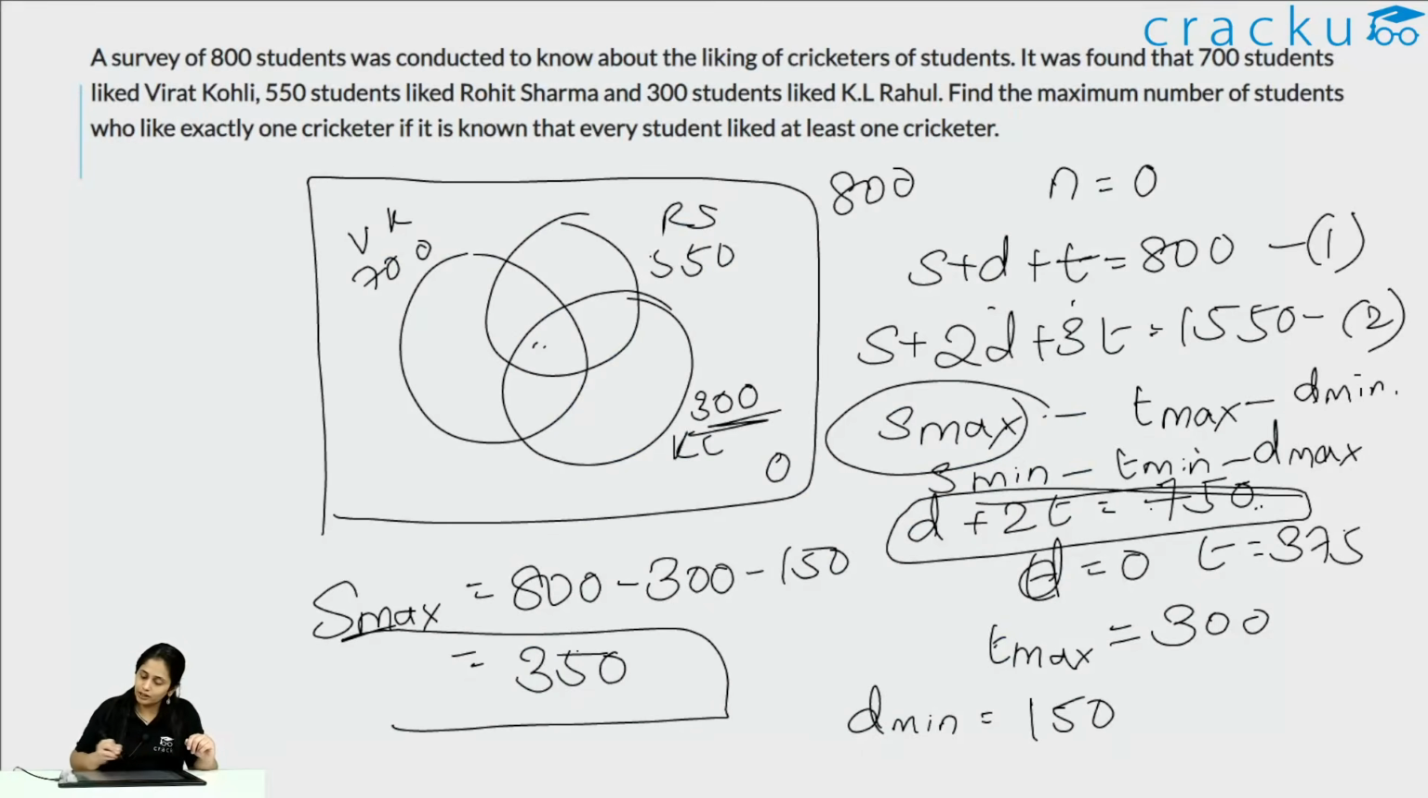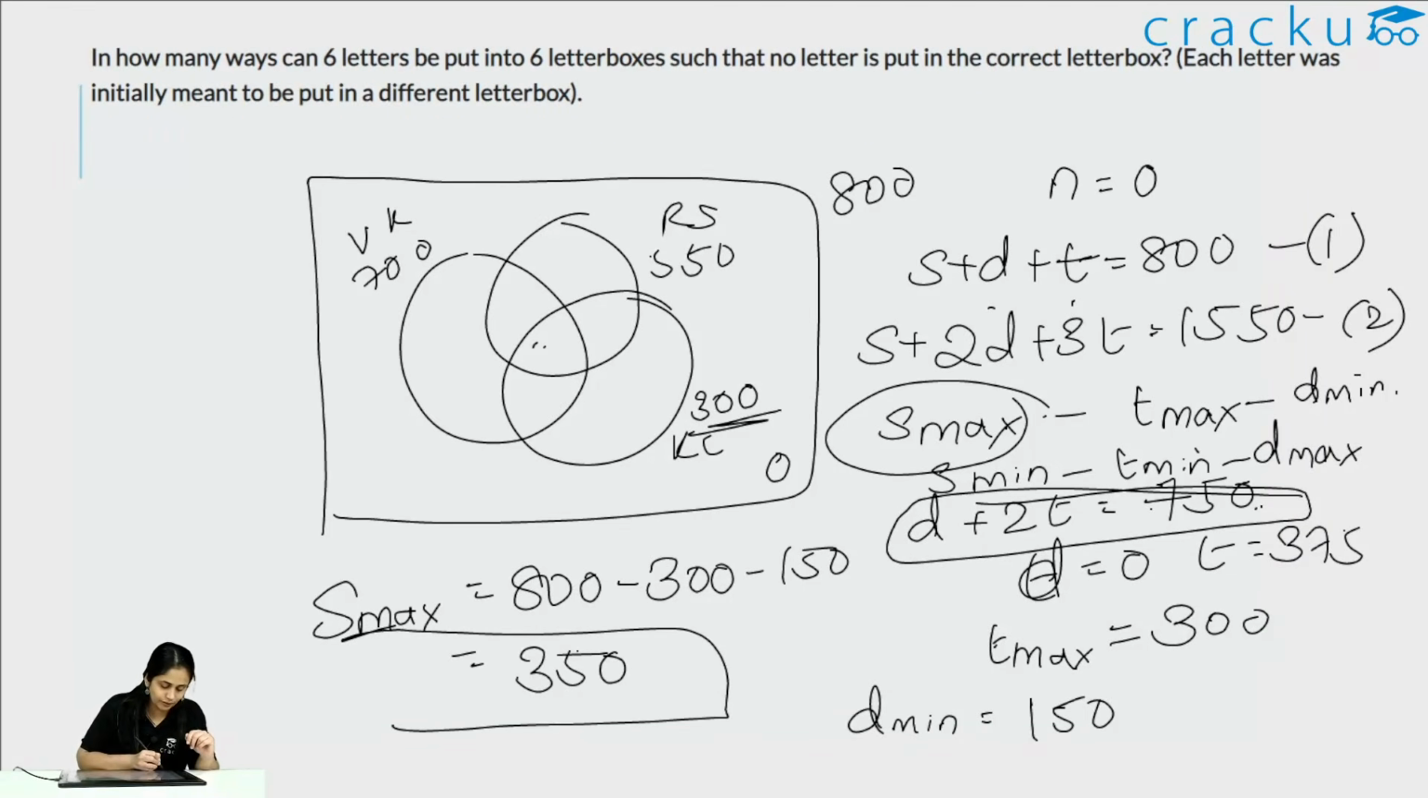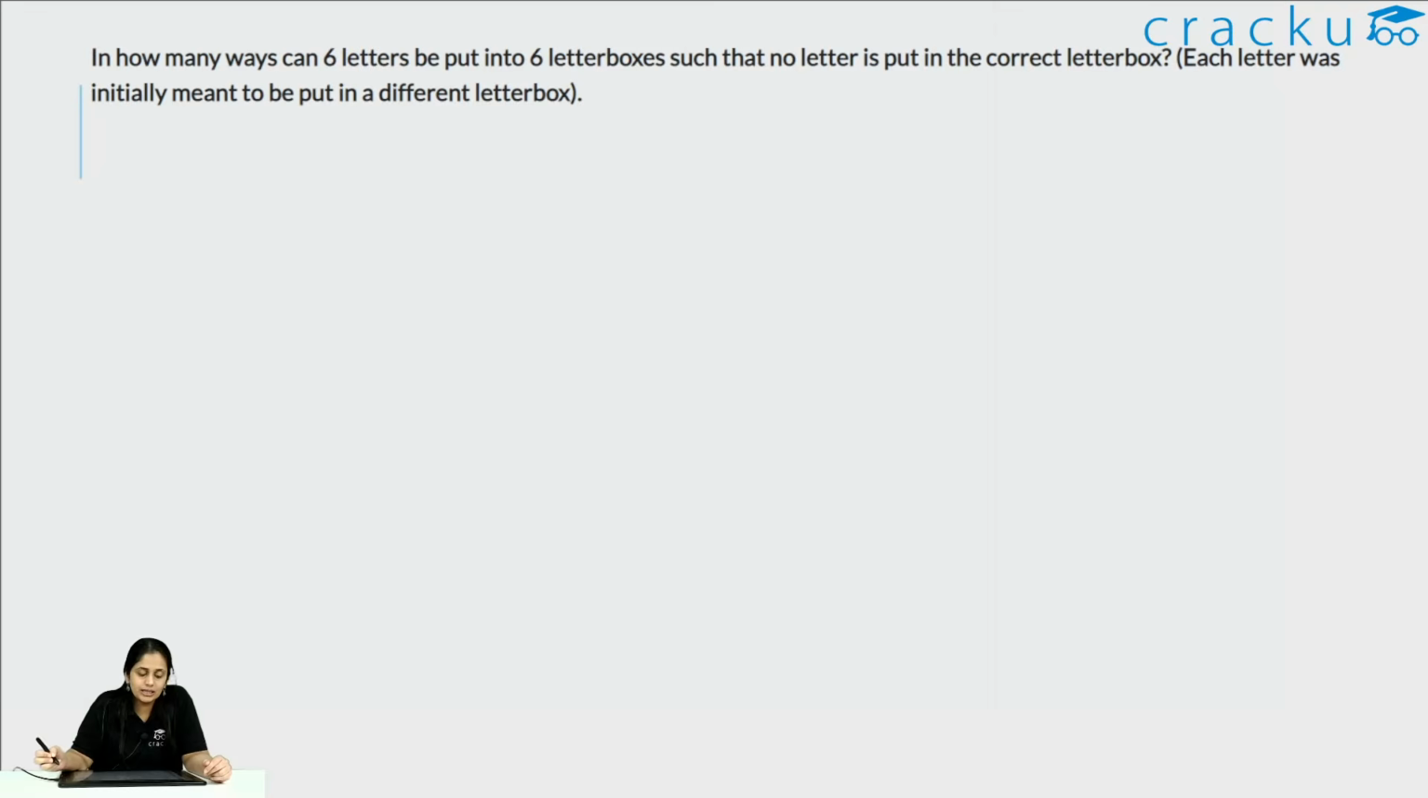So let's take a look at a question. We have this question from derangement. In how many ways can 6 letters be put into 6 letter boxes such that no letter is put in the correct letter box? So there is perfect disarrangement, that is, no letter is in its correct letter box. If that is the case, how do you find it out? We have to find out the derangement of 6.